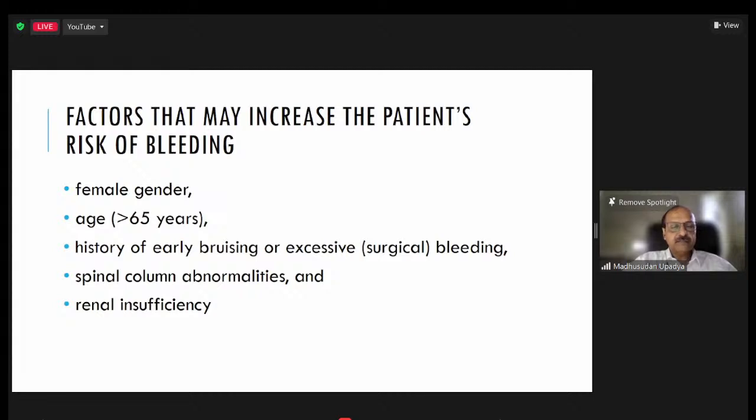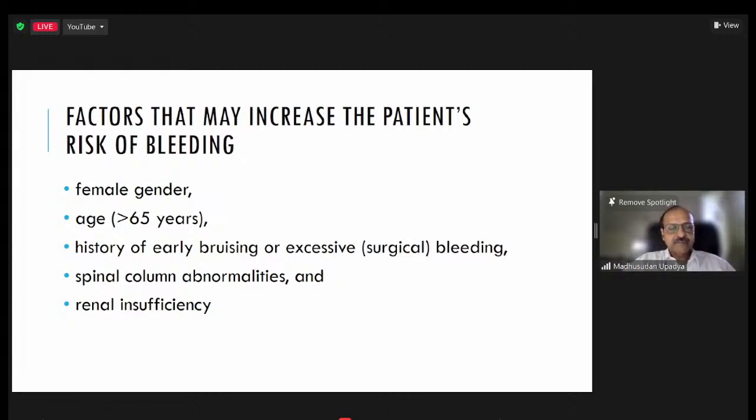Female gender is very common. When you look at the case series retrospectively, where they have searched from 1906 to maybe 2020, about 65% or 70% of the patients who have had spinal canal hematomas have been females. Age more than 65 years, obviously. A history of easy bruising and excessive surgical bleeding should provide a pointer towards why your patient is bruising, and the patient might have a spinal canal hematoma.